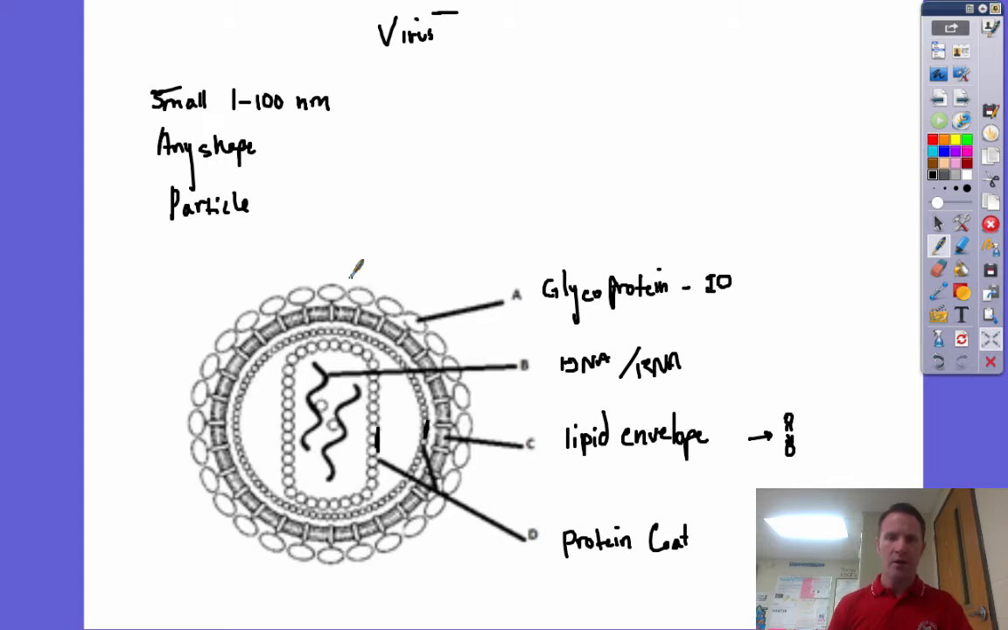Okay, so we know that they're any shape, but they have 4 specific parts to them. So, if you had to define a virus, it's a small particle that is not living, that is made of lipids and proteins that surround DNA, basically is what a definition would be.